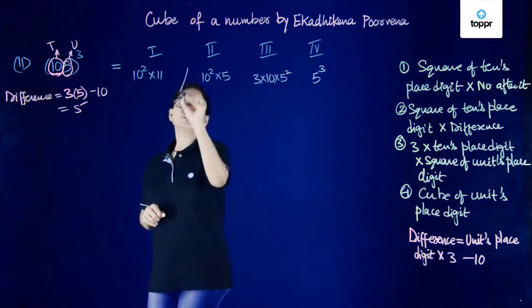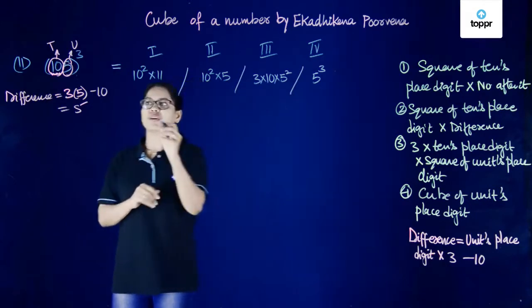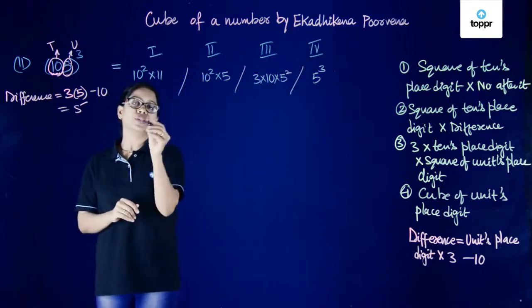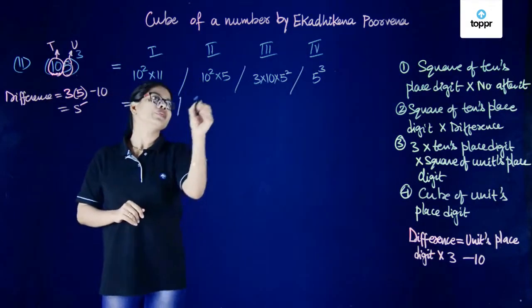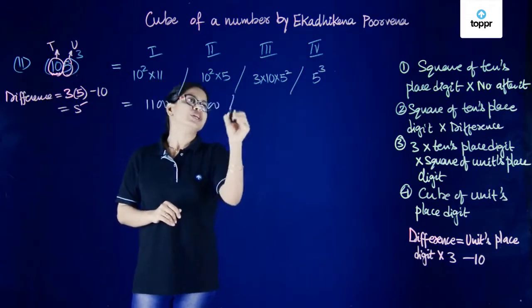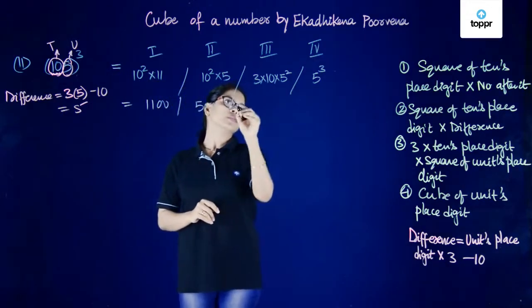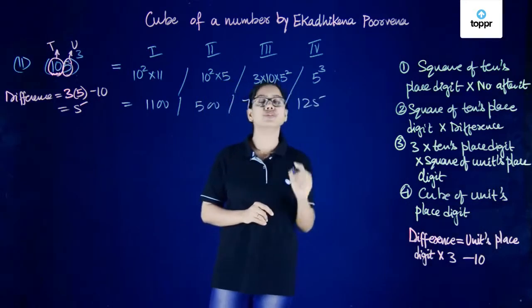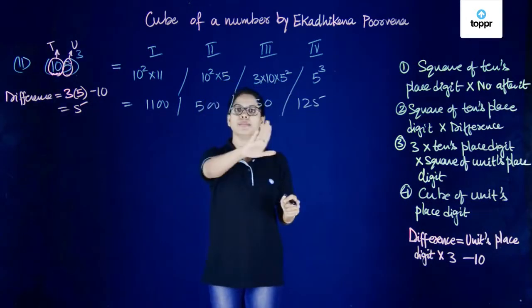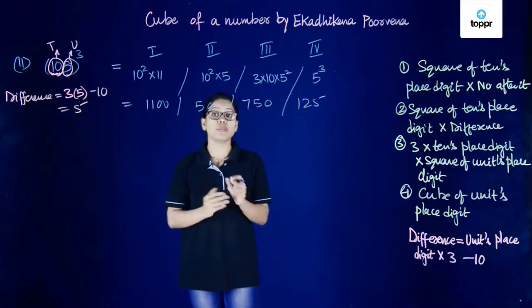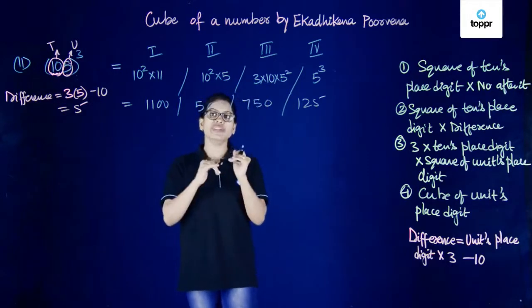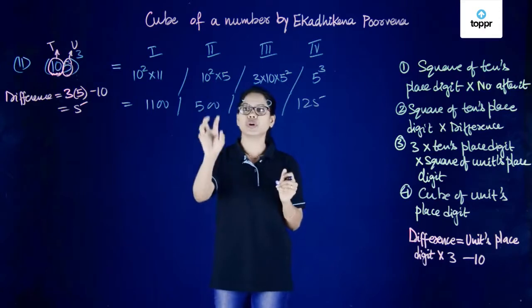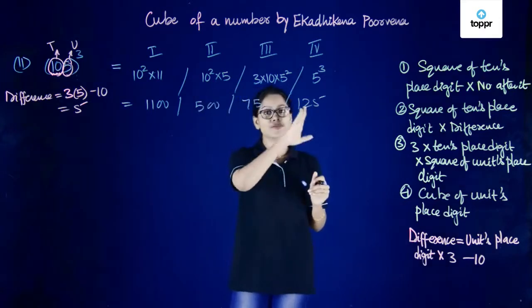Now that we have done this, we can proceed and just simplify this. So we have 10 square is 100, so 1100. This is 500 from the second column, 750 from the third column and 125 from the fourth column. Now all the numbers are positive, so we don't have to worry about converting them into positive. All we need to do now is make sure that column numbers 2, 3 and 4 have single digits.